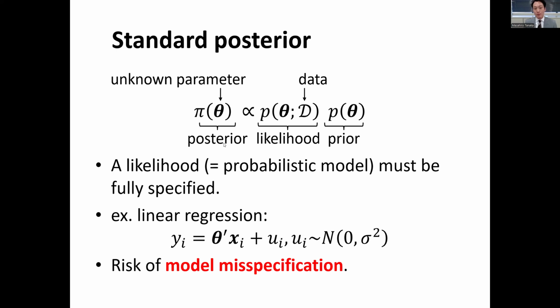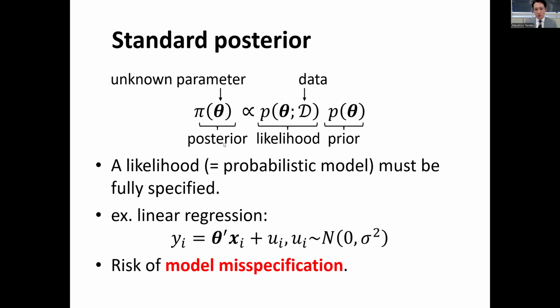chain Monte Carlo, MCMC. A well-known shortcoming of standard Bayesian analysis is that it needs to fully specify a probabilistic model. For example, to estimate a linear regression, we must specify the distribution of the error, say the normality of u. However, this is a source of model misspecification. To deal with this problem, alternative quasi-Bayesian approaches have been proposed.